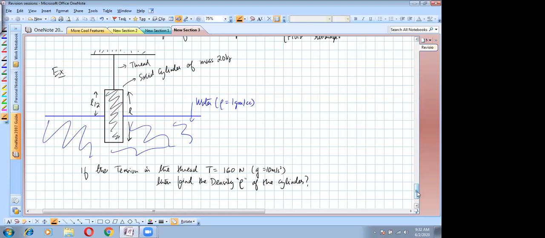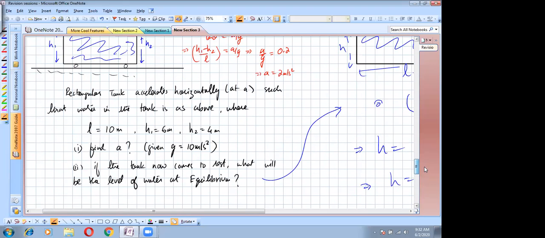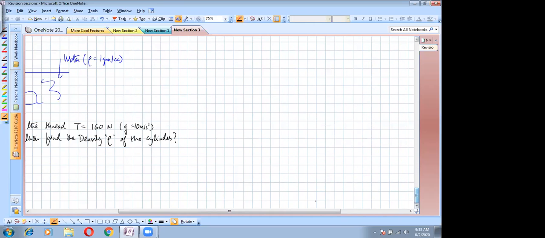Oh, Malishka, yes, I noted the correction in the last question. 6 plus 4 by 2. So H's value should not be 3, it should be 5. My mistake. So please note a correction here, people. It should be 5 meters. This is 6 plus 4 by 2. Yeah, now coming back to this question.